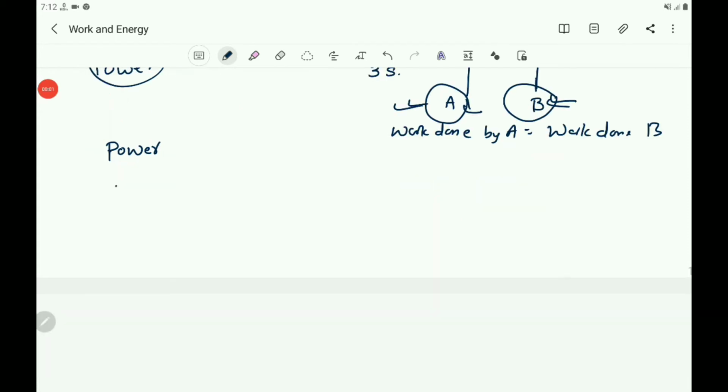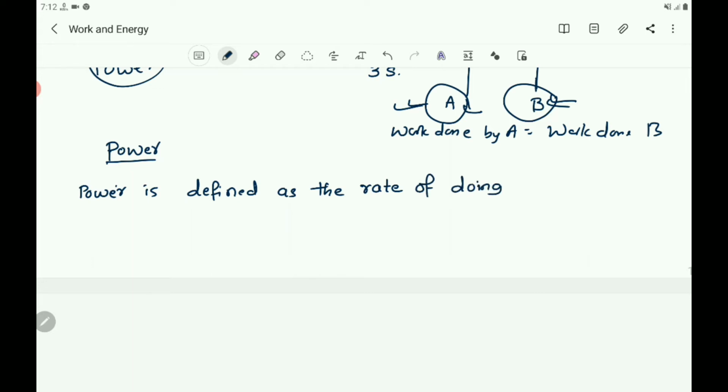So let us write what is power. Power is defined as the rate of doing work, or the rate of transfer of energy. So, what is power? Power is defined as the rate of doing work or the rate of transfer of energy.